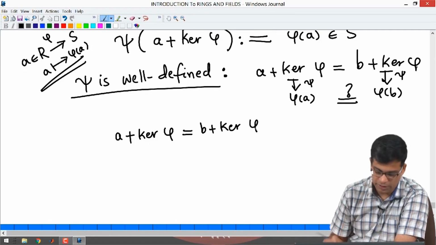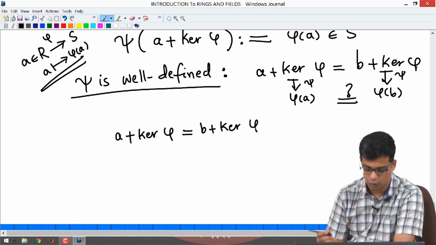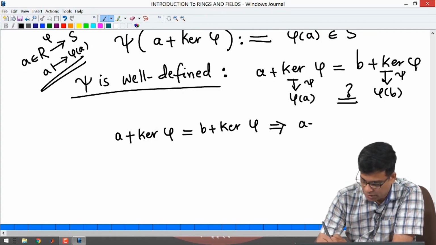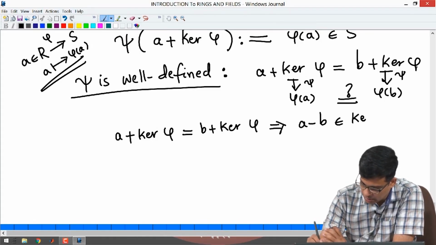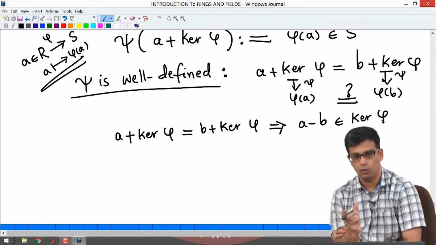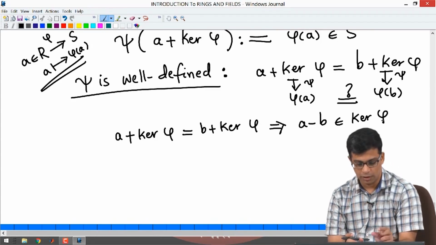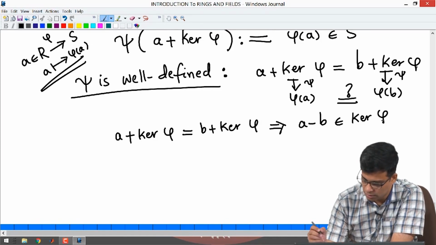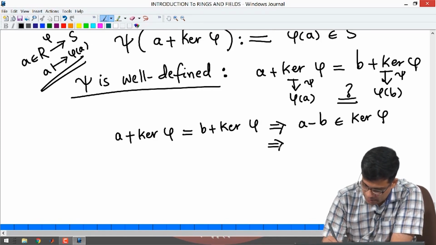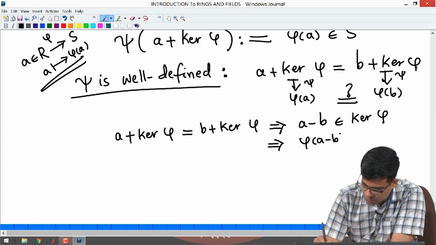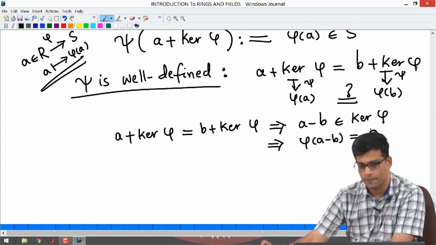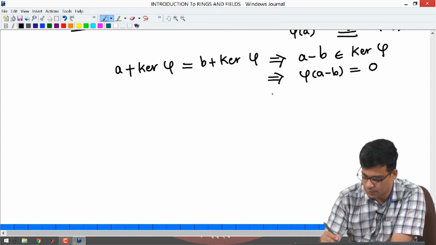Suppose A plus kernel phi is equal to B plus kernel phi. This by definition means A minus B is in the kernel, right. If two additive cosets are equal, the difference of these two elements is in the subgroup. But if A minus B is in the kernel, phi of A minus B is by definition 0. The kernel consists of those elements which map to 0.